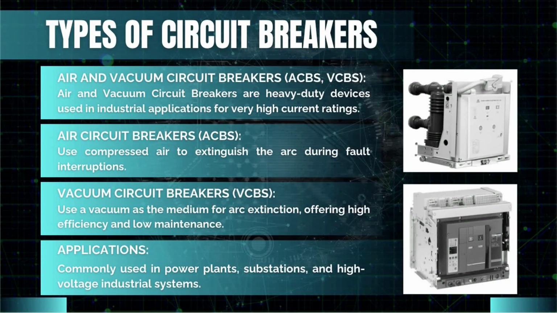Air and vacuum circuit breakers are heavy-duty devices used in industrial applications for very high current ratings. Air circuit breakers use compressed air to extinguish the arc during fault interruptions. Vacuum circuit breakers use a vacuum as the medium for arc extinction, offering high efficiency and low maintenance. Applications: commonly used in power plants, substations, and high voltage industrial systems.